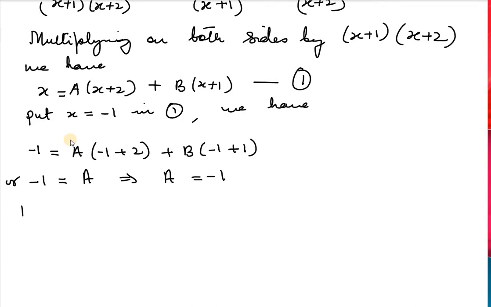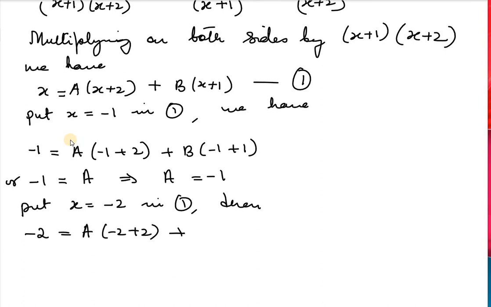So we have got the value of a. Now next, you put x is equal to minus 2 in equation 1. Then in that case, it will be minus 2 on this side, equal to a into minus 2 plus 2 plus b into minus 2 plus 1. So this will be cancelled, so it will become 0. So you'll get here minus 2 is equal to b times minus 2 plus 1, which becomes minus 1, so you'll get minus b. Minus and minus can be cancelled. It gives you the value of b as 2.